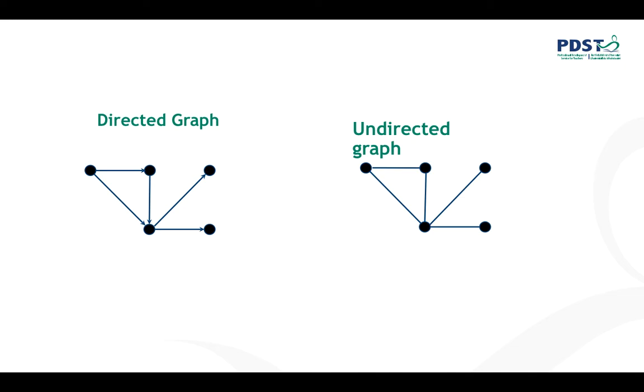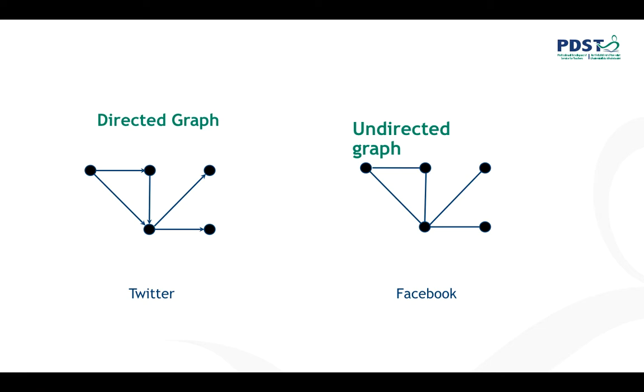Okay. Next, directed graphs versus undirected graphs. Now this is quite straightforward. Directed graphs means you can only go in one direction between the nodes. Undirected graphs means you can go in either direction. The direction is unimportant. So the example there is Twitter for directed graphs.